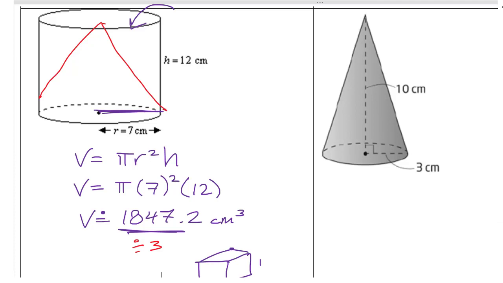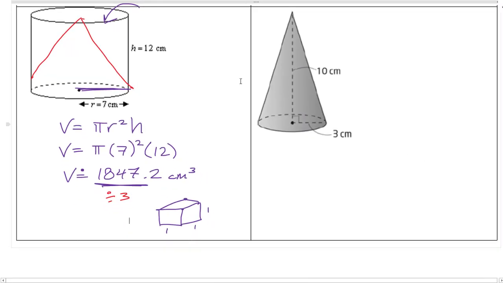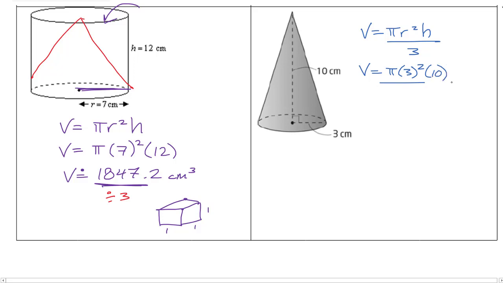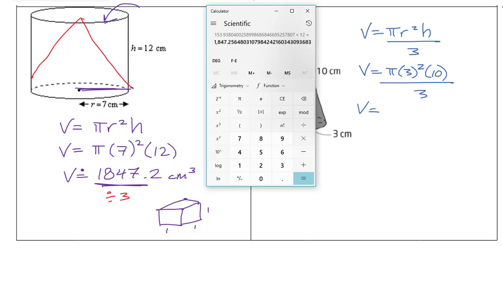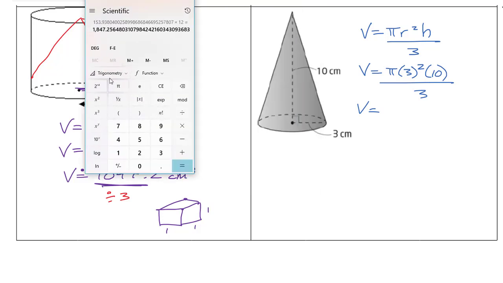All right, so back to this question here. They gave us the true height, so we are okay. So the volume of this one is pi r squared times the height, divided by 3. It's the same formula. So pi times the radius, which is 3, squared, times 10, and then divide it by 3. All right, so we can pull up our calculator. You can even do a little reducing here if you want, but let's get our calculator. We'll just punch it all in quick.